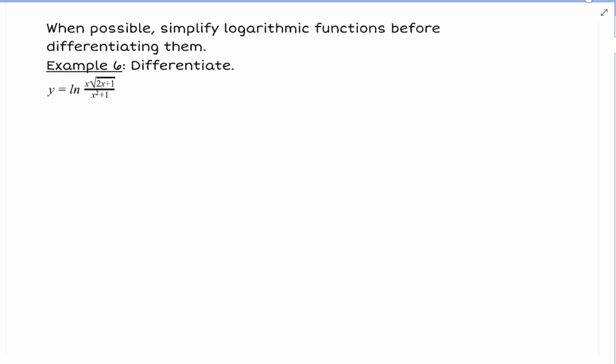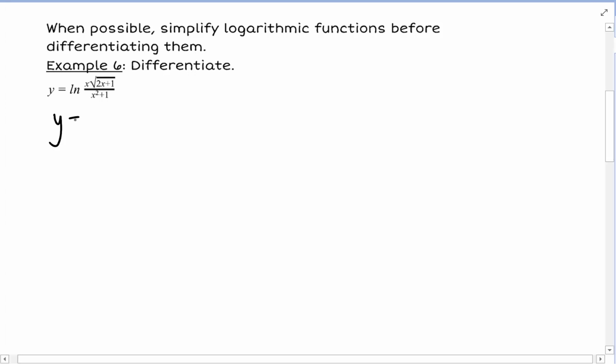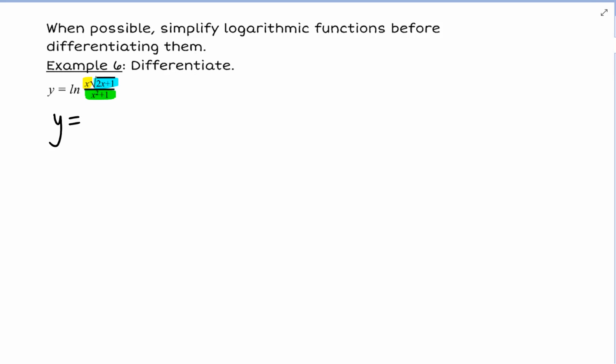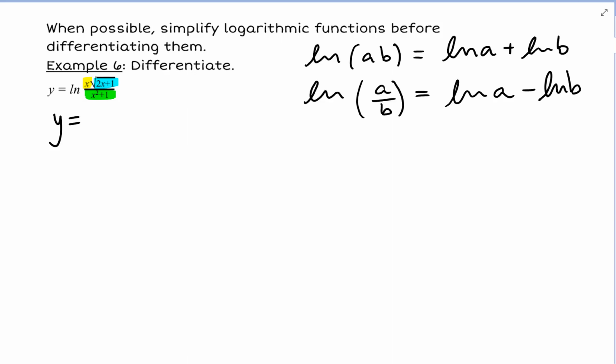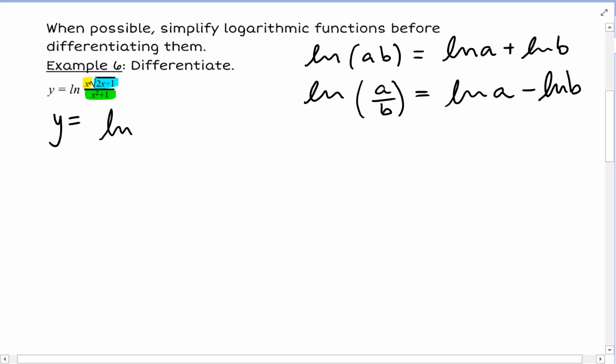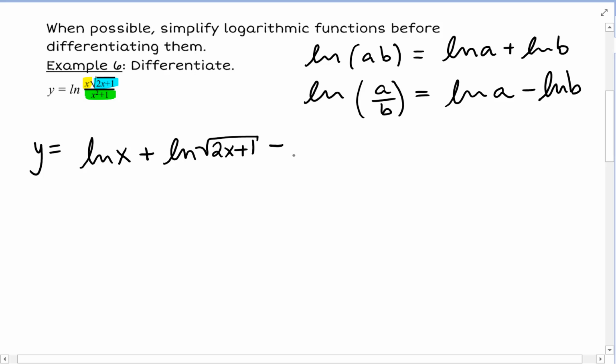When possible, simplify logarithmic functions before differentiating them. And simplifying could involve expanding the log. So let's practice. Let's try rewriting this function with our natural log expanded. So I'm taking the natural log of this quotient, and in the numerator of the quotient, there is a product.